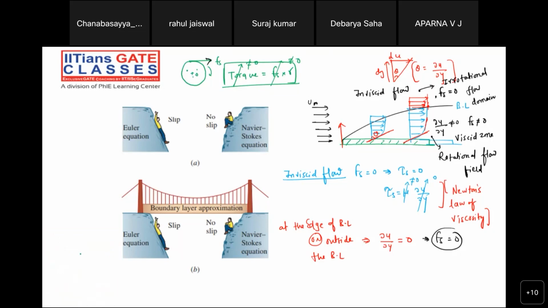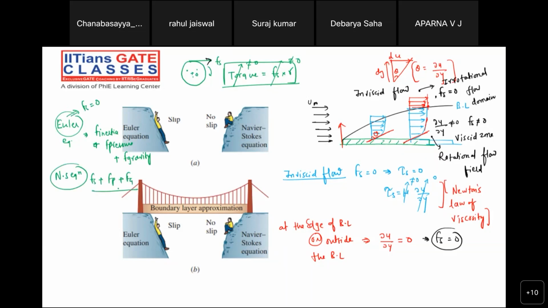Now, if I ask you one thing, what is the meaning of Euler equations? The Euler equation basically considers inertia force and pressure force. Of course, inertia force is a resultant of pressure force and gravity force. Am I right? That's it. There is no viscous force in the Euler equations. The Euler equation does not consider any viscous force. That is zero. But if you consider the Navier-Stokes equations, it is the summation of all three forces: viscous force, pressure force, and gravity force.